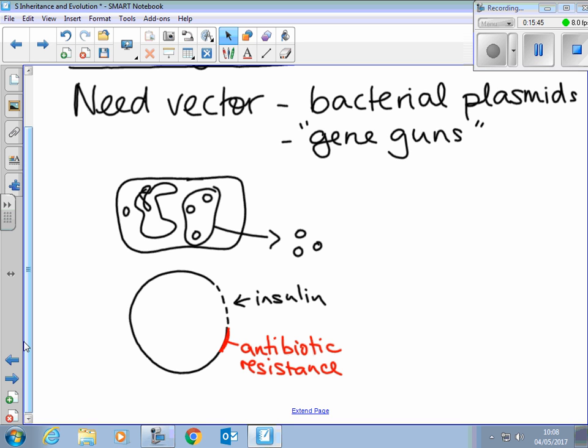Now, the other one that I've got on that sheet is a slightly different approach. It's quite difficult to get the DNA into eukaryote cells, particularly plant cells. They've got a wall around the outside and this sort of thing, so you have to take a slightly sneaky route.